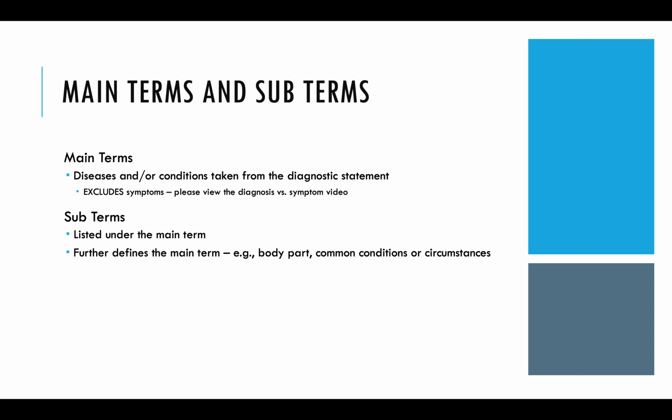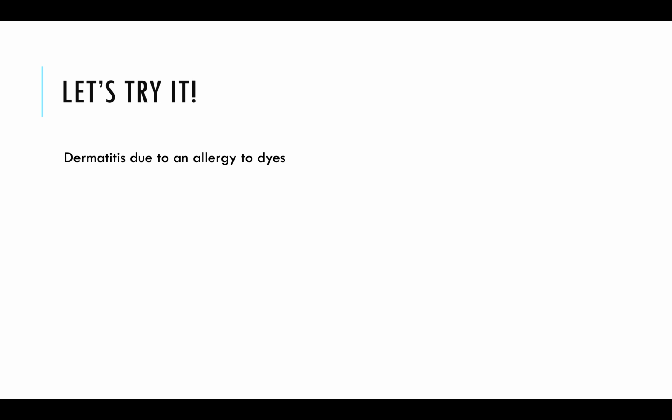Subterms are listed under the main term. So it's the first yellow indent. It further defines the main term. For example, it gives body part, common conditions, or circumstances that further define the main term. And we can take a look at that as well as we go on. So let's give it a try.